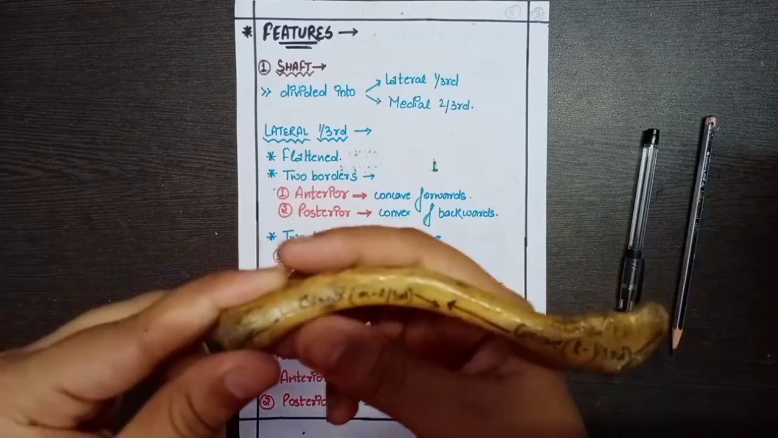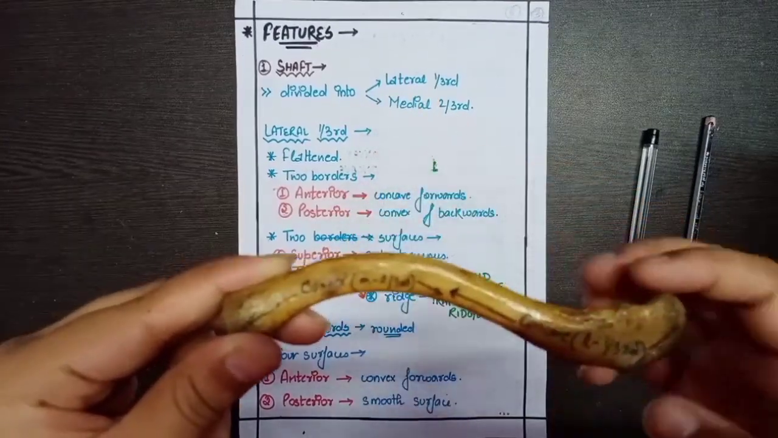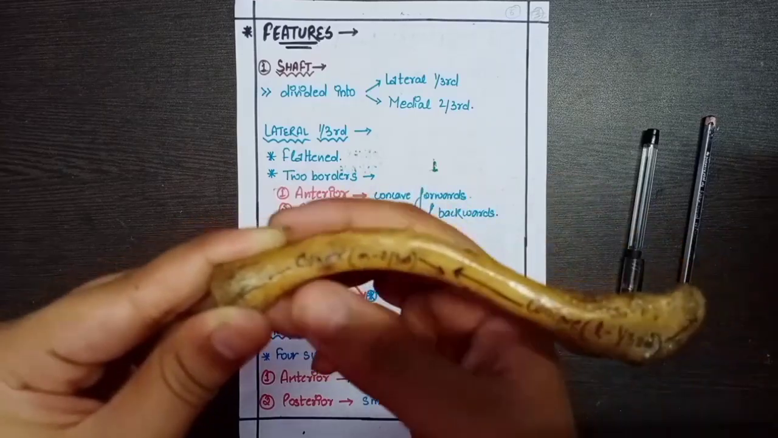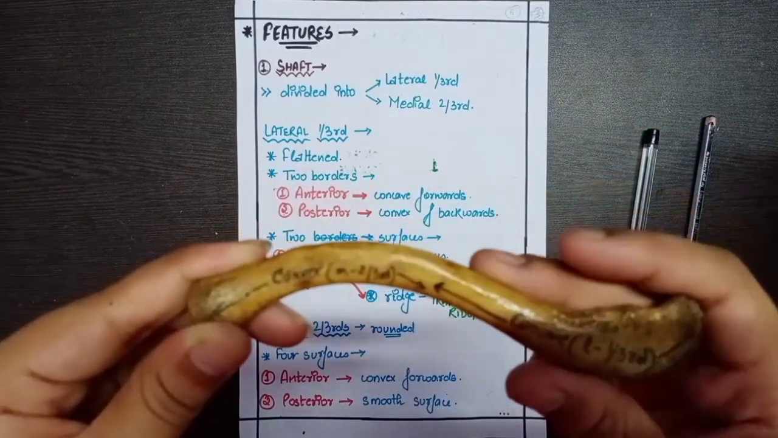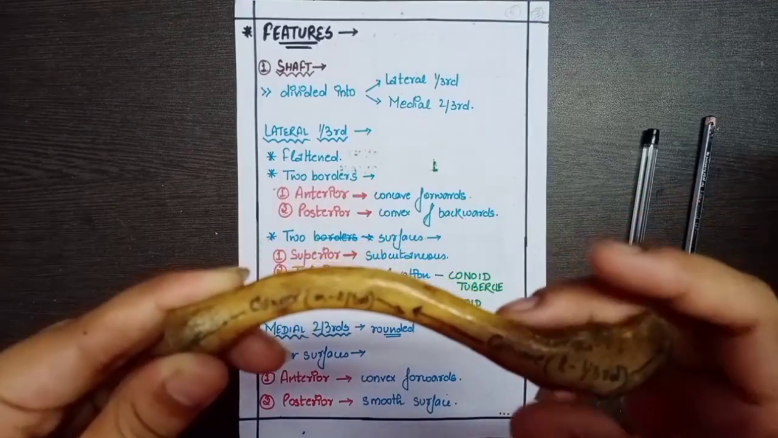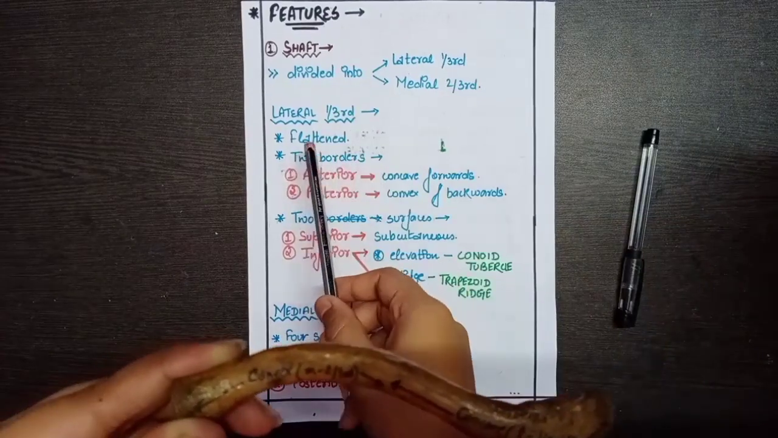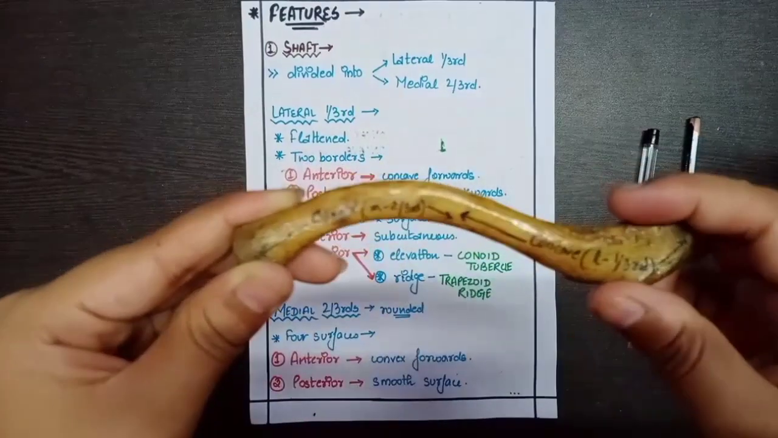See, the shaft is divided into lateral 1/3 and medial 2/3. Now we will talk about the lateral part of the shaft. Okay, lateral 1/3 of the shaft is flattened and has two borders and two surfaces. Okay, now I will show it in the diagram.